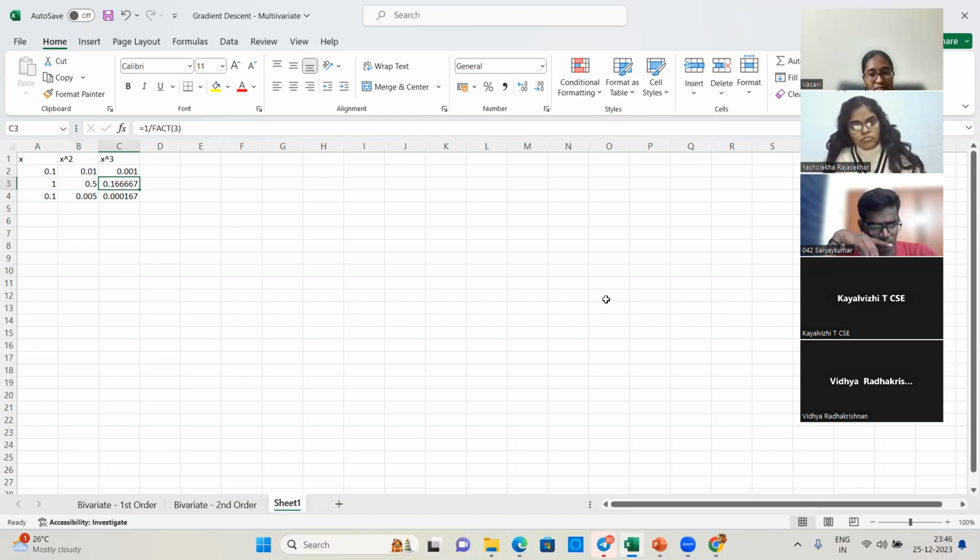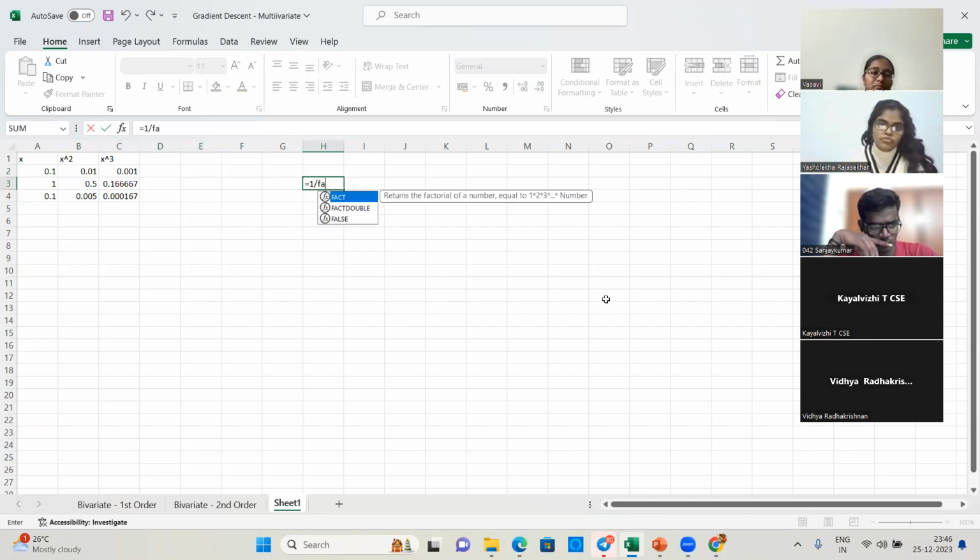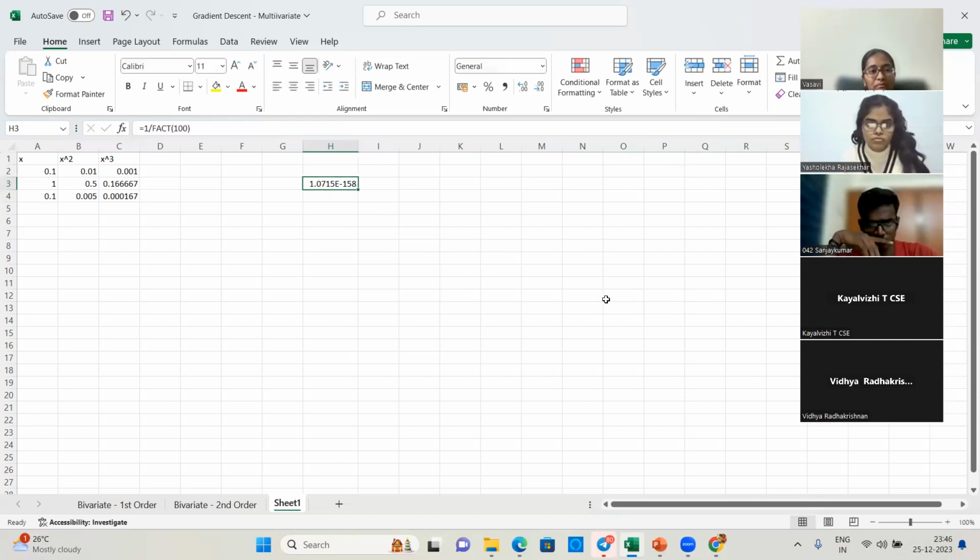So if you go to the 100th expression, you're going to deal with something like 1 by fact of 100, which will almost be 0. You see, this is 0, literally, right? So you might end up seeing an exponential drop, literally, right? Close to an exponential drop.